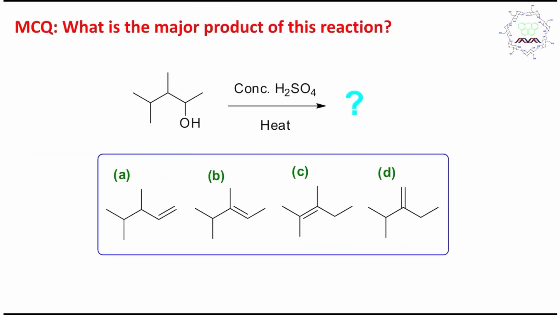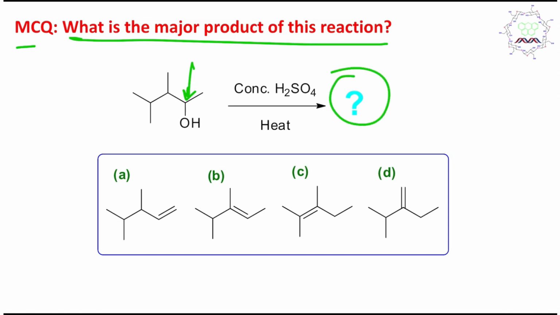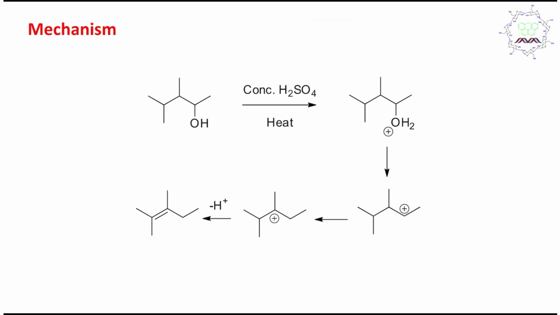Now if you look at this MCQ, what is the major product of this reaction? So this is a secondary alcohol. As I told, this is a secondary alcohol center. So in the presence of concentrated sulfuric acid, what is the major product? So let's go to the mechanism. In the case of concentrated sulfuric acid, it gives H+, and that H+ will protonate this alcohol because of its lone pair, and it will produce the protonated species.